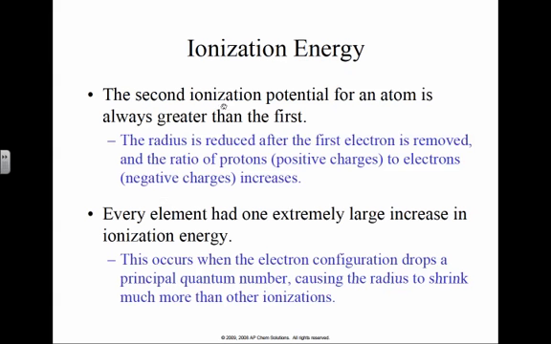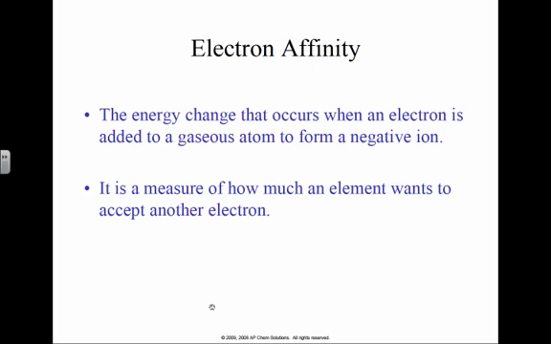The second ionization energy, that would be the energy needed to remove a second electron, is always greater than the first. Why? Because the radius is reduced after the first electron is removed, and the ratio of protons, positive charges, to electrons increases, therefore making it more difficult to remove another electron. However, every element has one huge, dramatic increase in ionization energy. This occurs when the electron configuration drops a principal quantum number, causing the radius to shrink much more than other ionizations. I'll show you this in class.